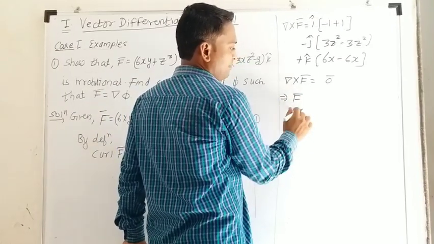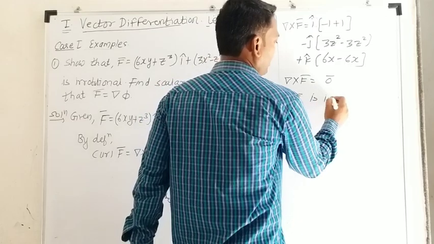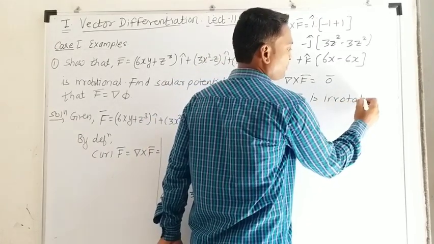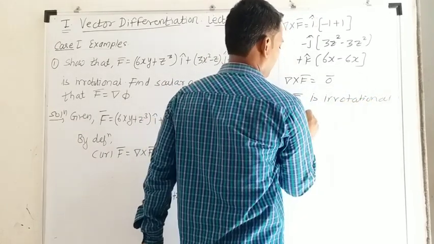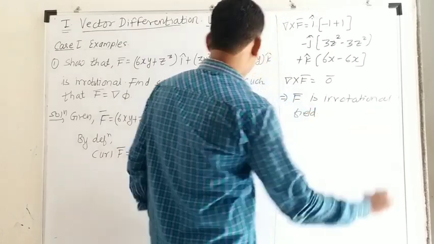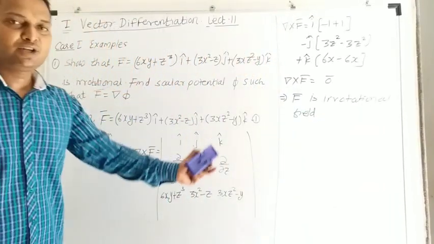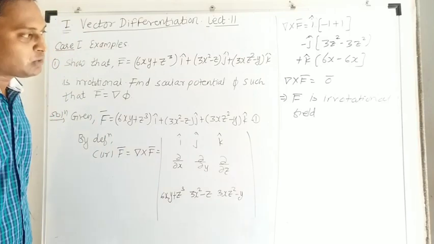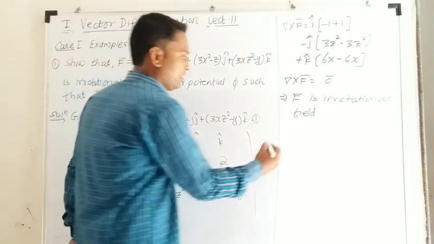From this we can claim that f bar is an irrotational field. And f bar is in terms of x, y, z and it is irrotational. Therefore, we can calculate a scalar function for this.